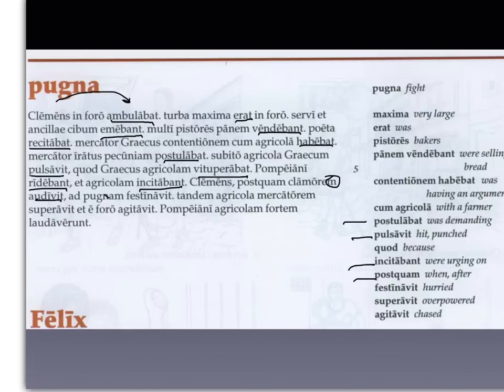Now we finish the sentence. Ad pugnam festinavit. Okay, festinavit has a V, so I know I'm just going to add an ed to the verb. Festinavit's on the side, so it means he hurried ad pugnam, to the fight. Let's put it all together. Clamanes, when he heard the uproar, hurried to the fight.